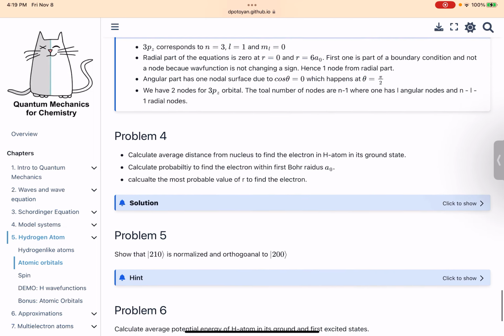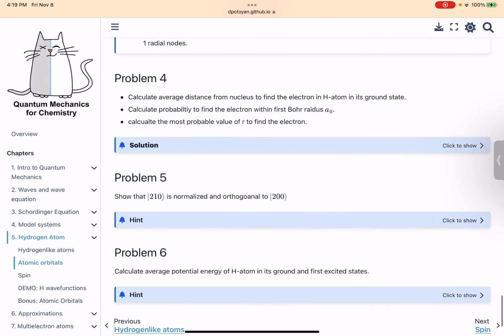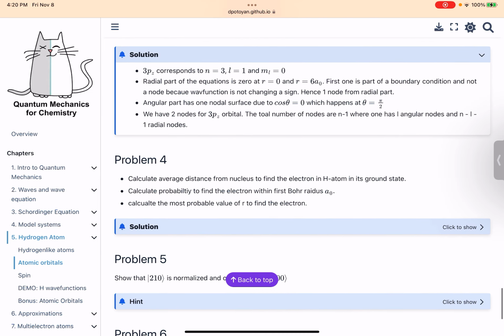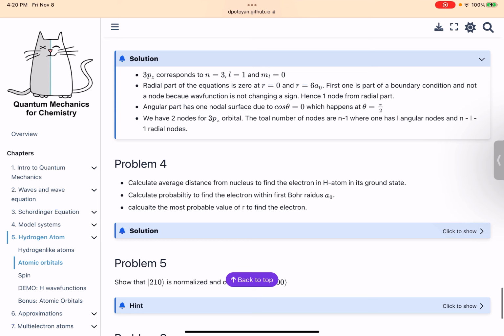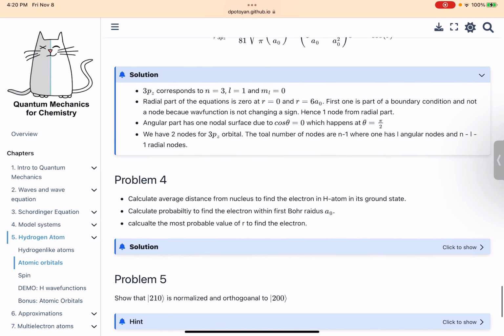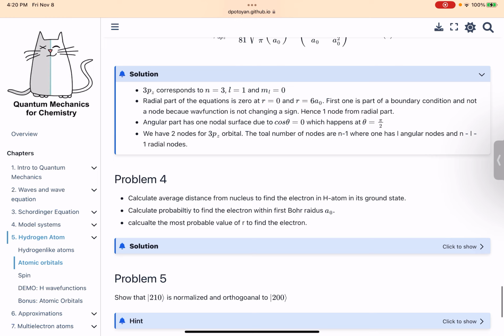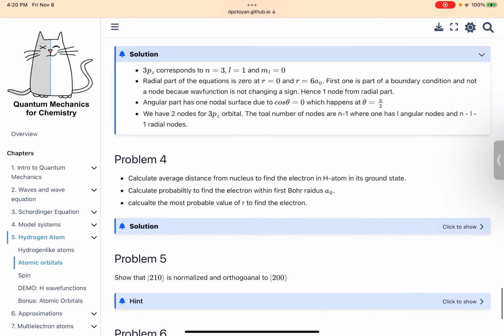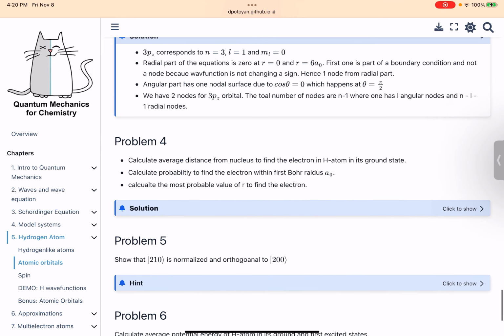Okay, and besides these shapes and nodes kinds of questions, which are relatively straightforward, there's basically a couple of simple expressions to know, and these will also be available to you. The total number of nodes is n minus 1. Angular nodes contribute l, and the radial nodes would be n minus 1 minus l. So those are relatively straightforward to solve.